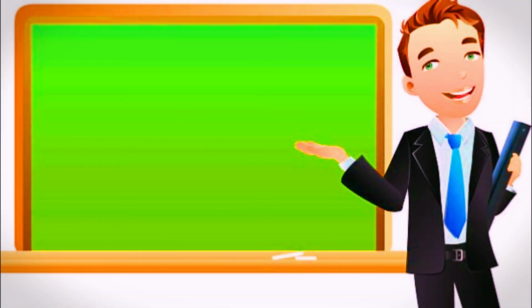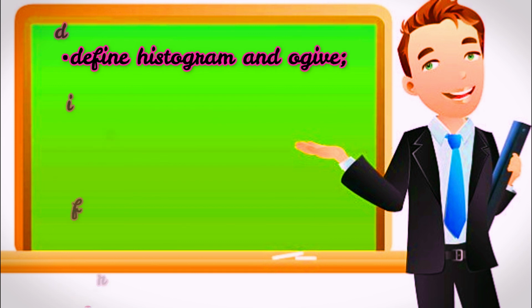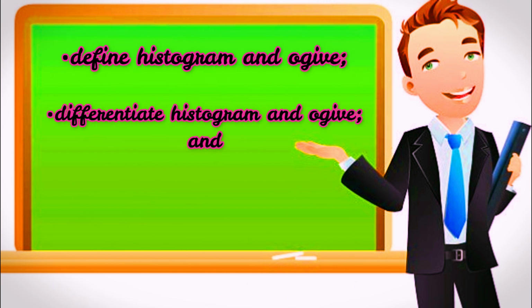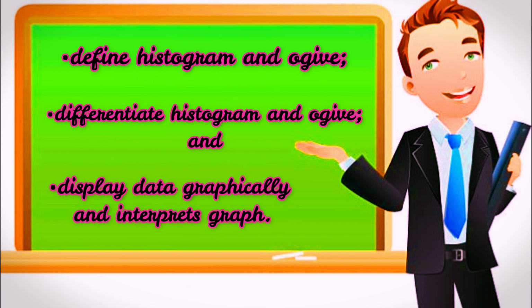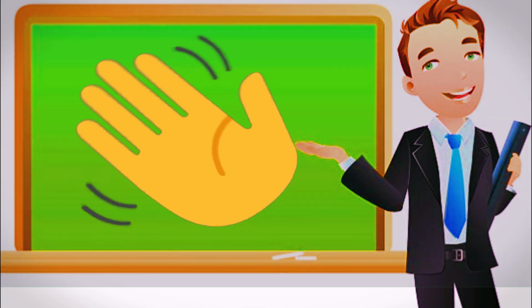So this is the end of our lesson. I hope that all our objectives are met, which is that you are able to define histogram and ogive, differentiate histogram and ogive, and display data graphically and interpret graphs.